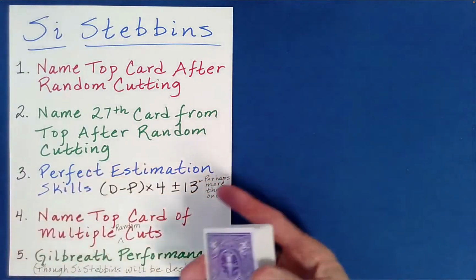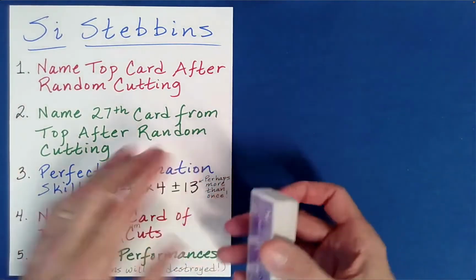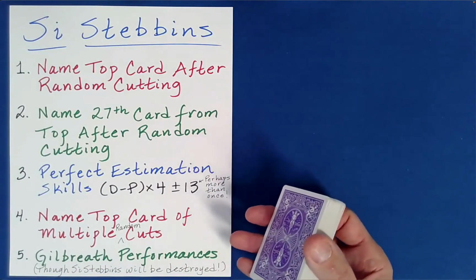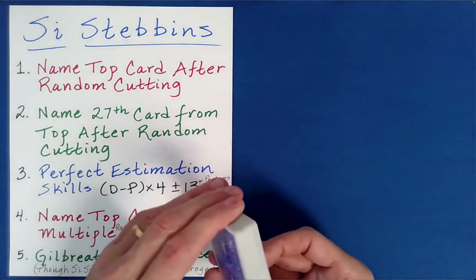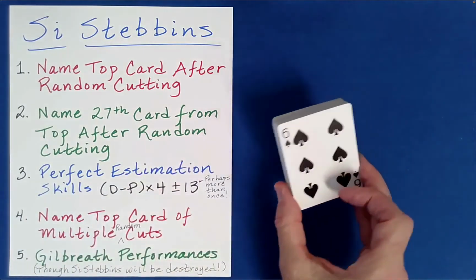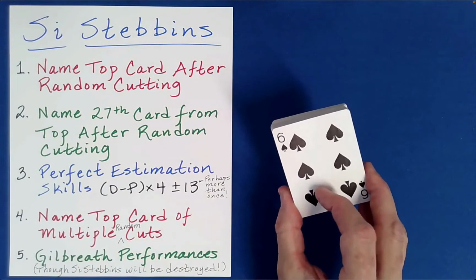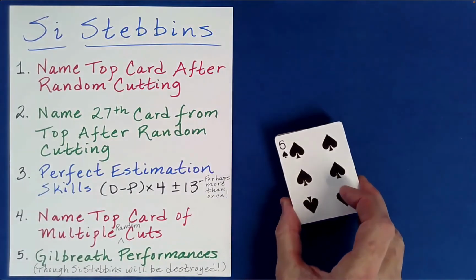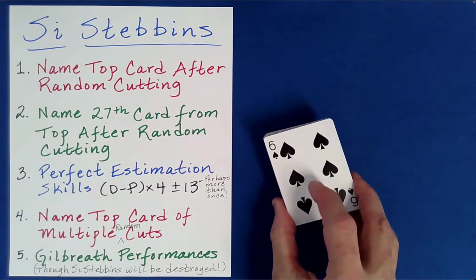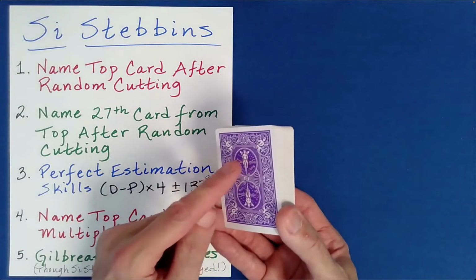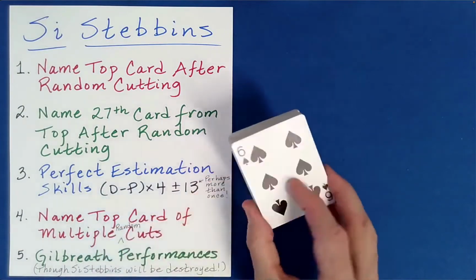Okay, so let's show you some of these things here. So number one, name the top card after a random cutting. Well, maybe before we do that, let's just do a little bit of practicing here. So if we know the identity of the bottom card, which we can see is the 6 of spades, what must be the value and suit of the top card?